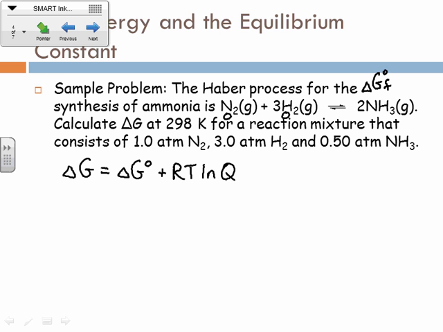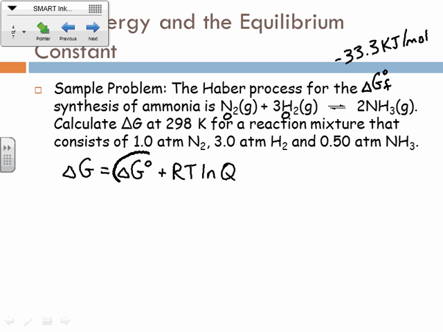Gotta watch out there, I guess. So when we multiply that by 2, it's going to give us about negative 33.3. Is that better? Okay. So negative 33.3 kilojoules per mole. Because again, the delta G of formation there is negative 16 point whatever. So we multiply that by 2, that gives us our delta G for this reaction at standard conditions.